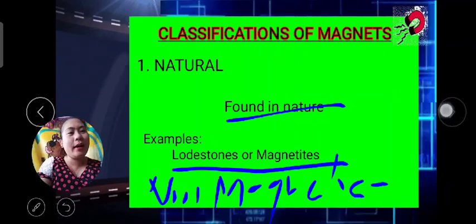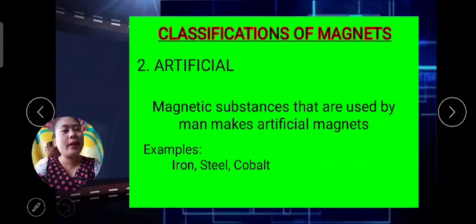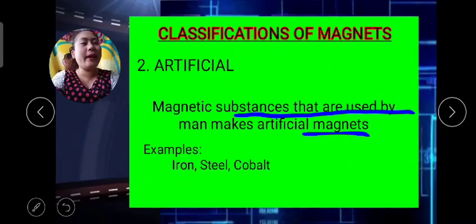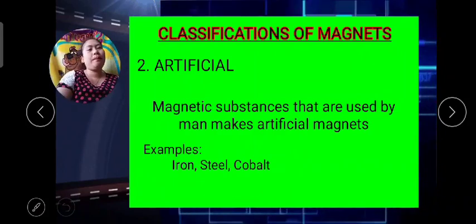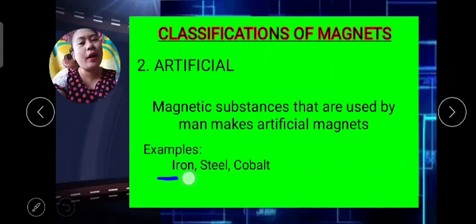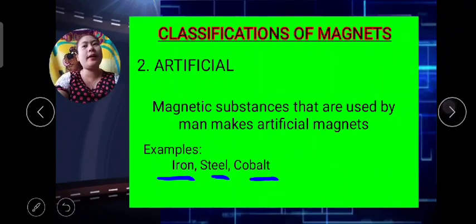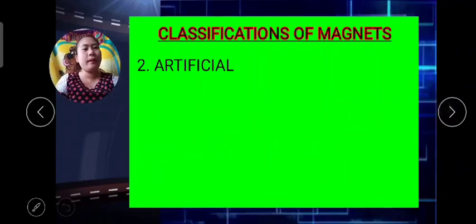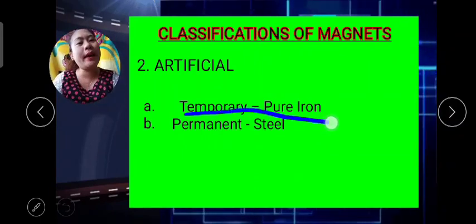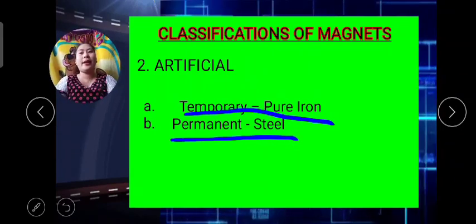Next, we also have the artificial magnet. Magnetic substances that are made by man artificially are called artificial magnets. Examples are iron, steel, and cobalt. Artificial magnets are classified into two. We have here temporary and permanent magnets. For temporary, an example is pure iron, then for permanent, an example is steel.